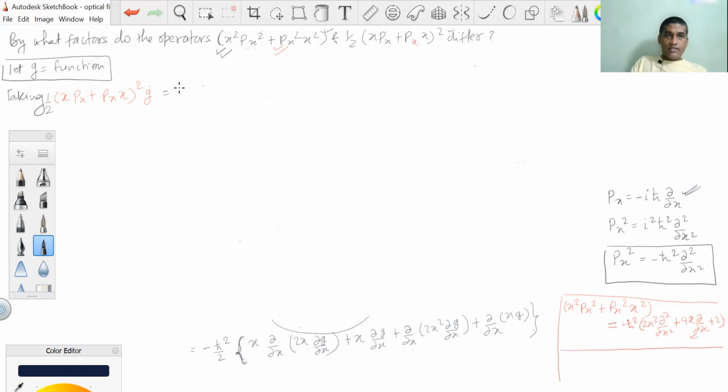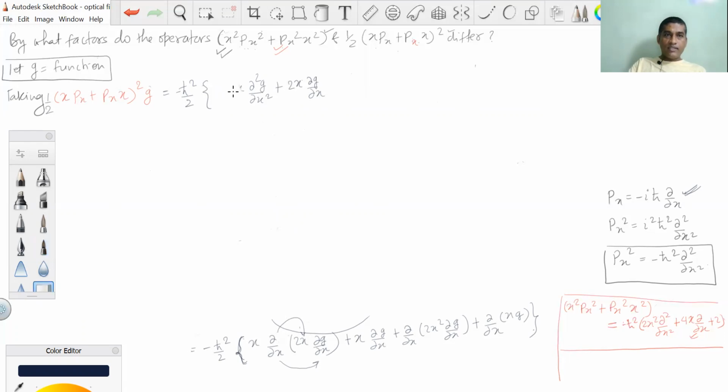So we can write this as minus h bar square by 2. So we have x. Now this will operate on x as well as on del g by del x. So we get twice x del square g by del x square plus 2. This will operate on x. So 2, and we have x over here. Okay. Del g by del x. Clear? So we are getting this.